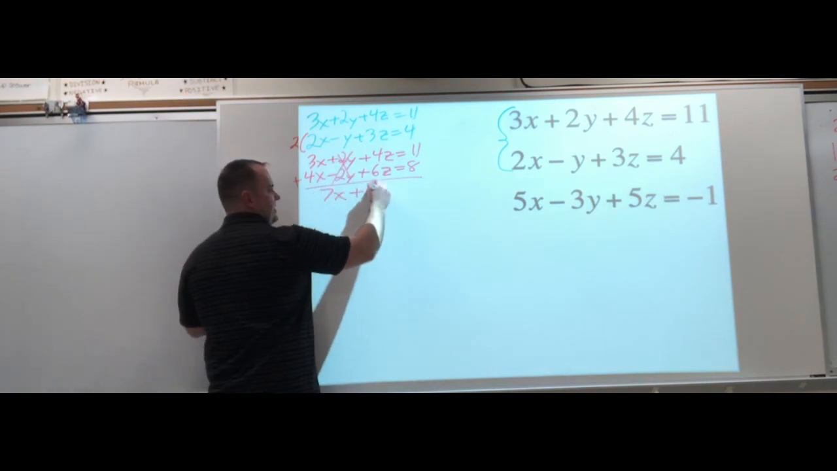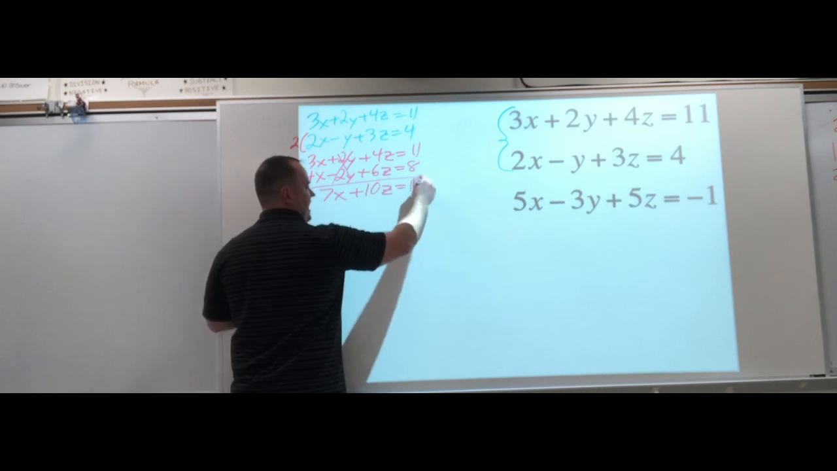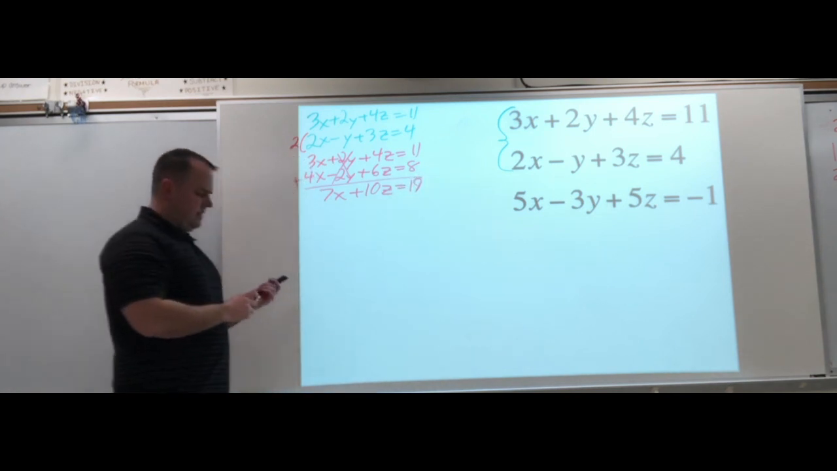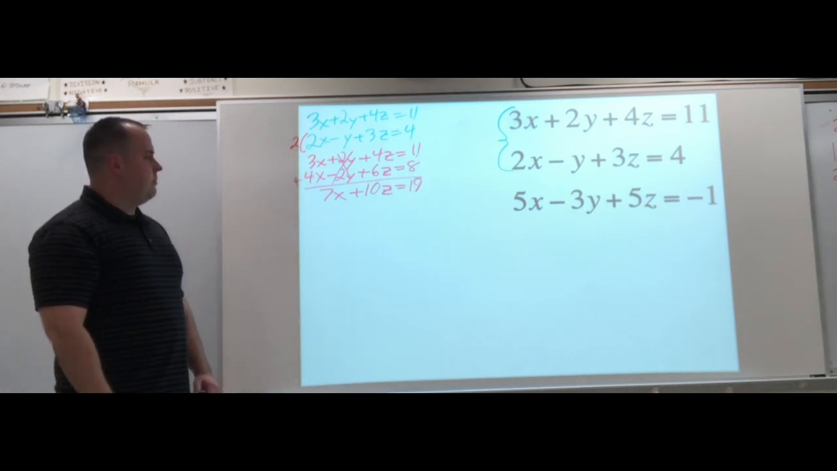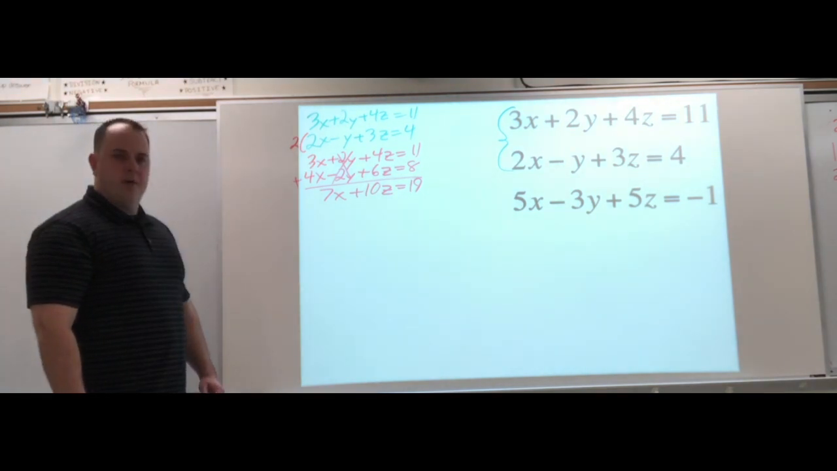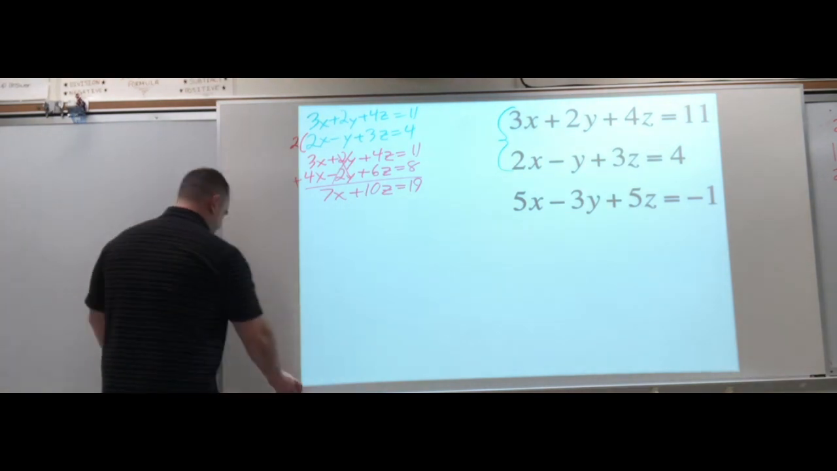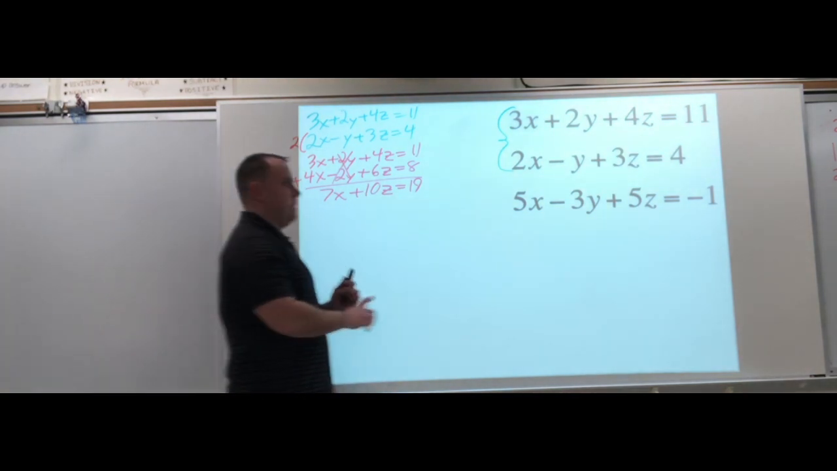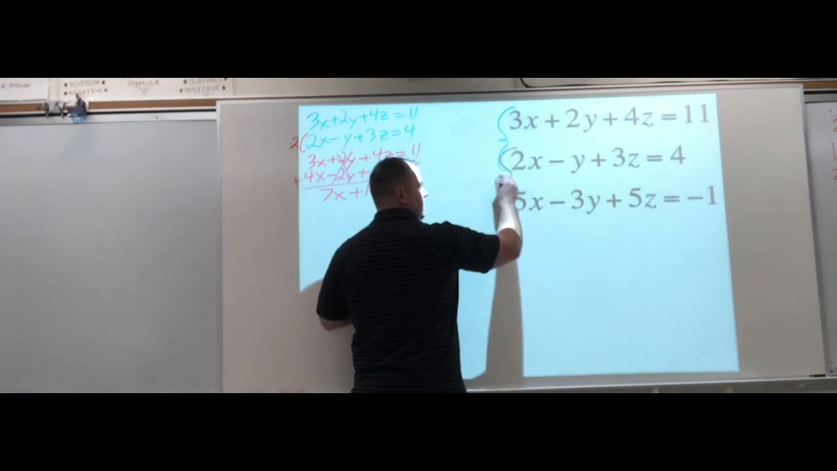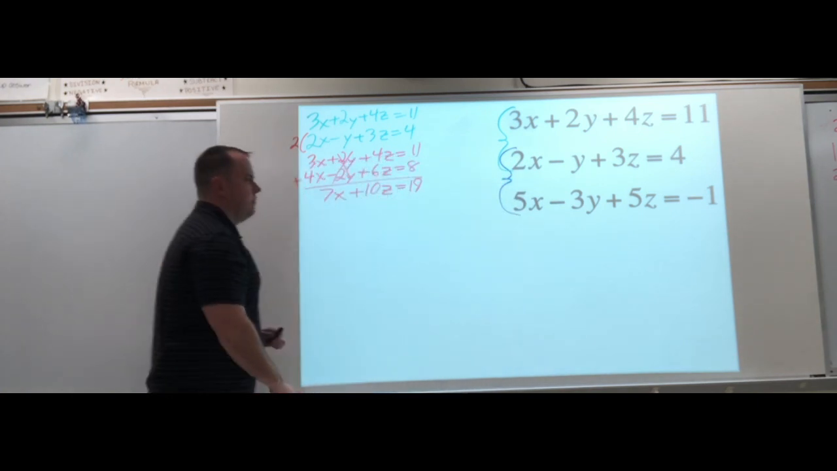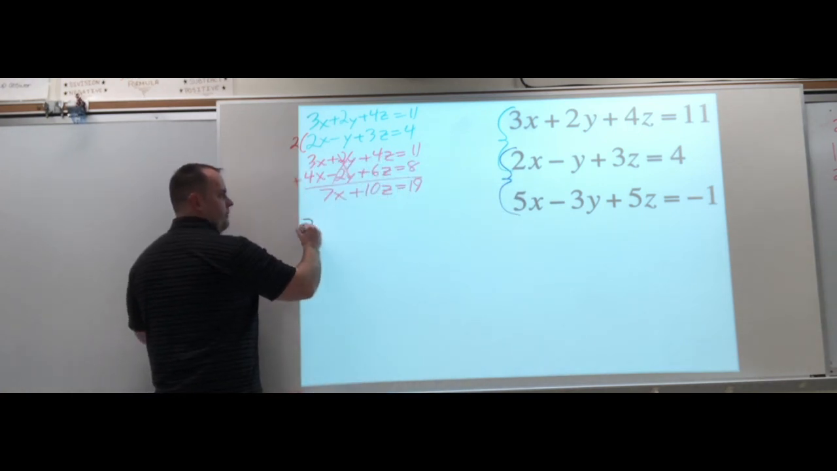7x plus 10z equals 19. So there I at least get it down to 2 variables, so it looks more like an equation we have been working with. Now with that, I'm going to take my bottom 2 equations. So I'm going to take these and rewrite them over here.